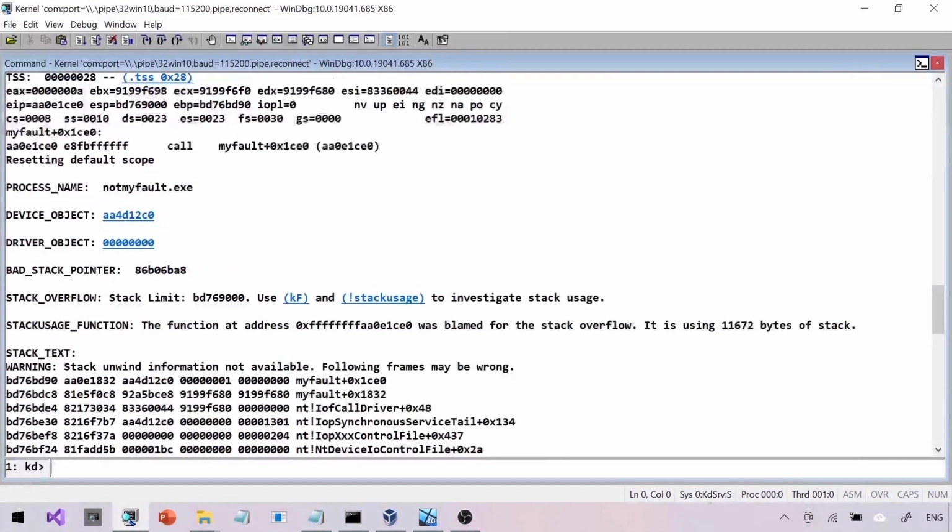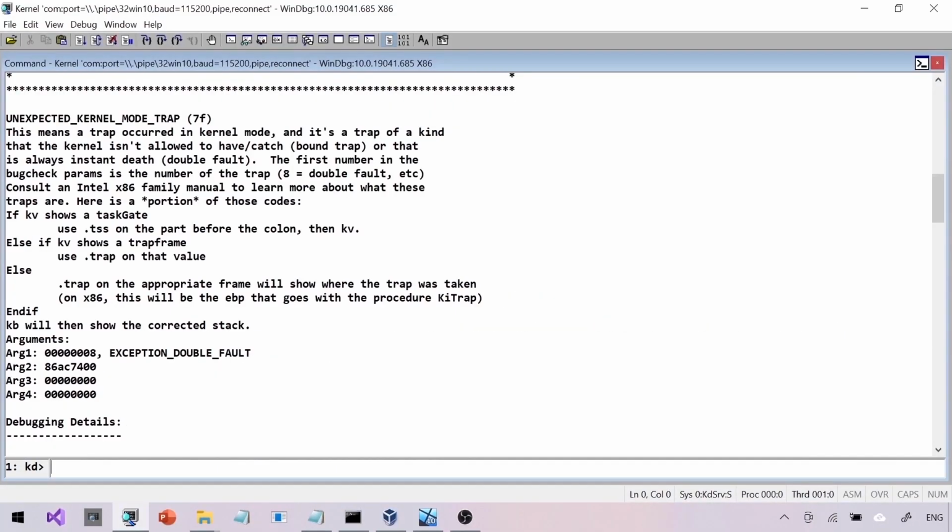The !analyze -v has returned. It is clearly giving us commands and a lot more information about what's happening. It is asking us to use the kf command. We already know the kf command, which will give us the stack usage frame wise. And !stackusage, we have not seen this command, but it is similar to kf. Pretty much from the !analyze -v itself, we are getting everything we need.